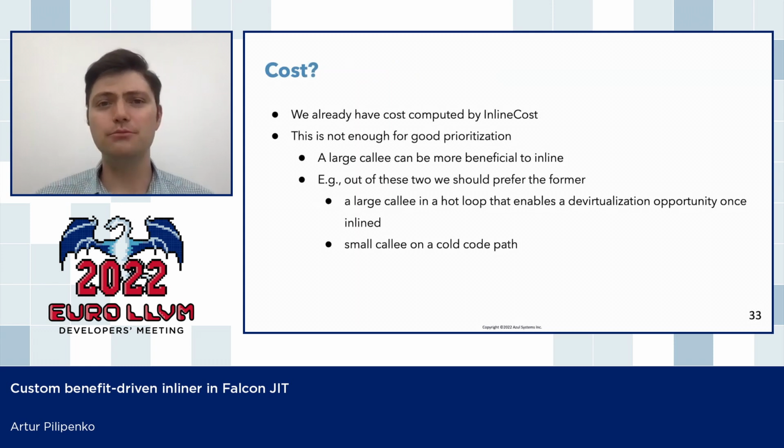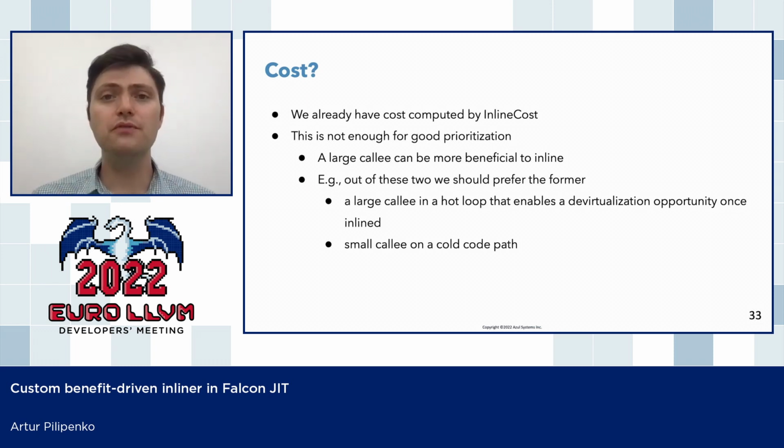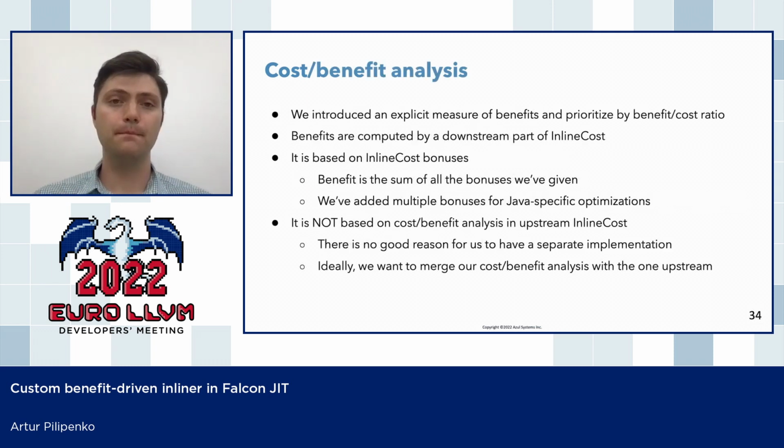We already have cost computed by InlineCost analysis, but this doesn't seem to be enough for good prioritization. This is because a large callee can be more beneficial to inline than a small callee. For example, presented a choice between a large callee in a hot loop that enables a devirtualization opportunity once inlined, and a small callee on a cold code path, we should definitely prefer the former. In order to handle situations like this, we introduced an explicit measure of benefits, and we prioritized the call sites by benefit over cost ratio.